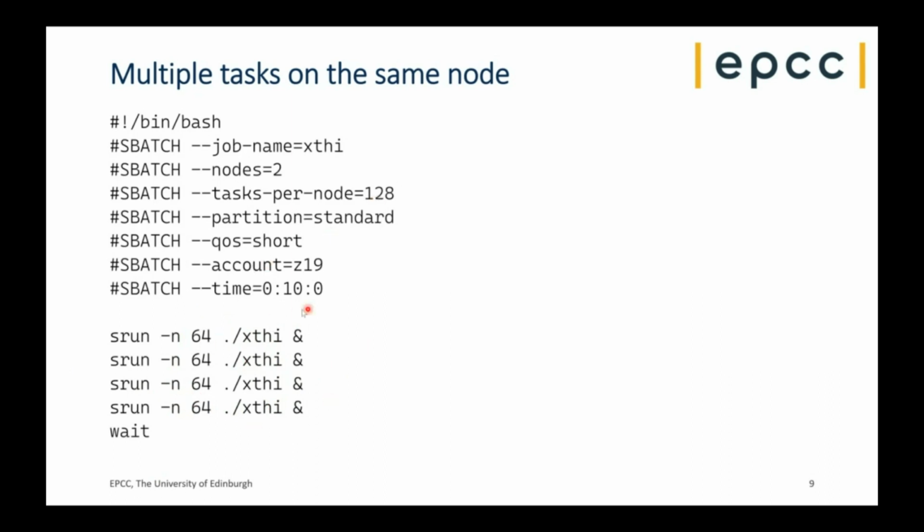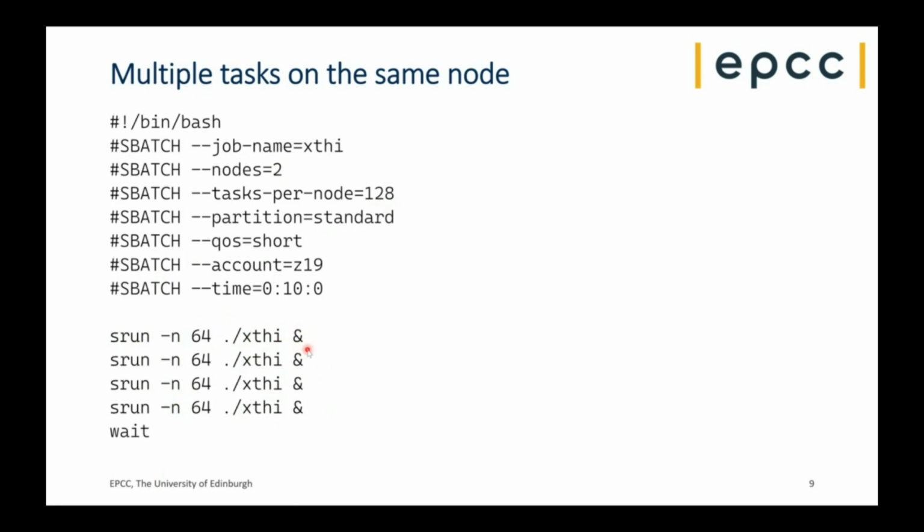If you are wanting to do this, and this is quite common for data analytics workflows where you want to run multiple things inside a single compute node, because a single compute node has got 128 cores, but you can't efficiently use all the cores for one job, you can do this. You can use these multiple srun commands to do this.